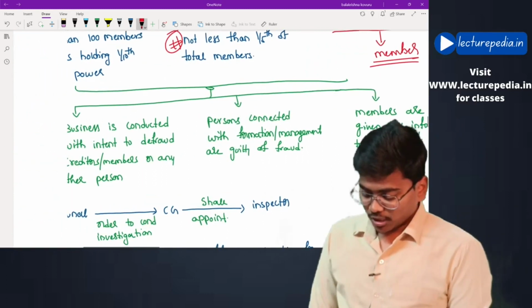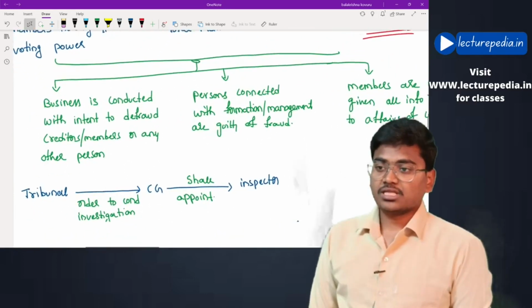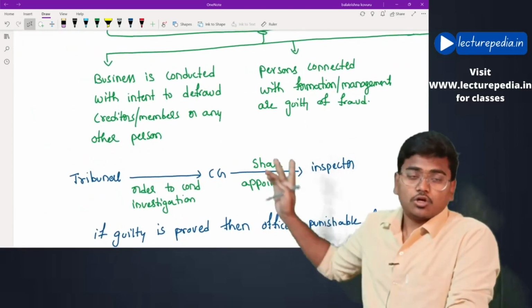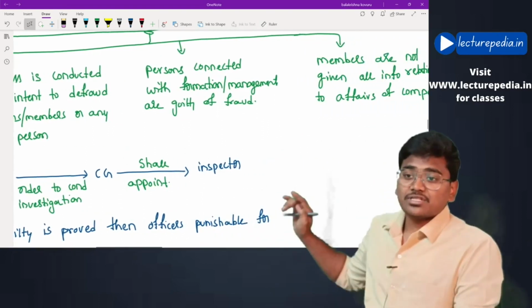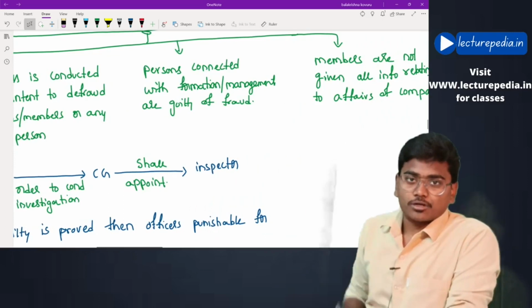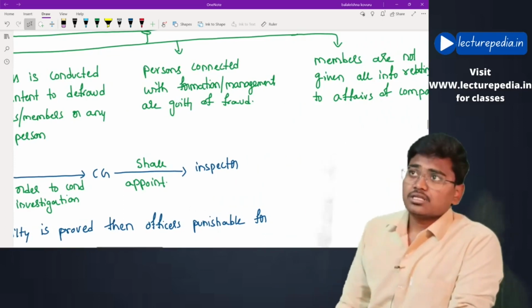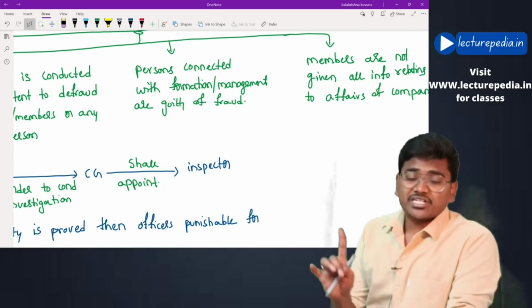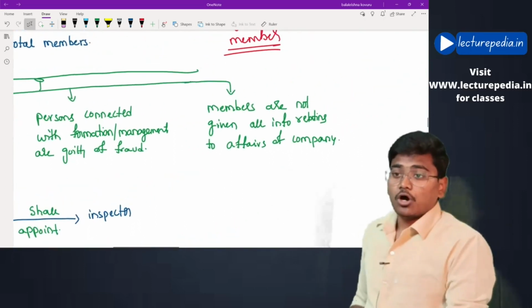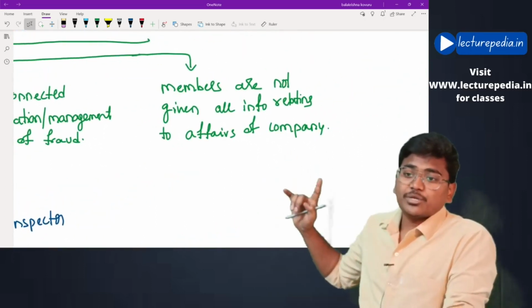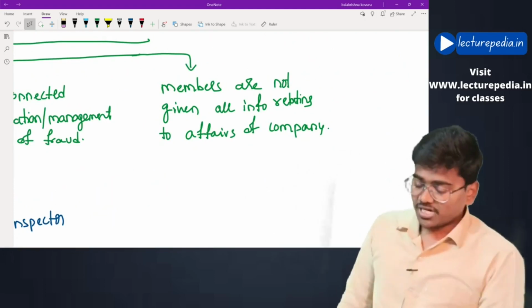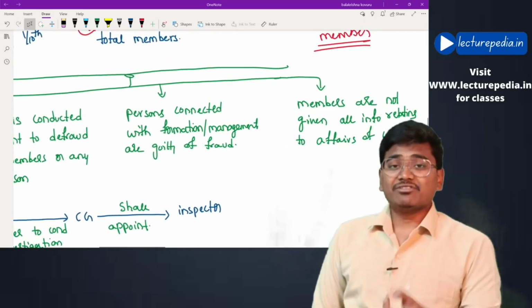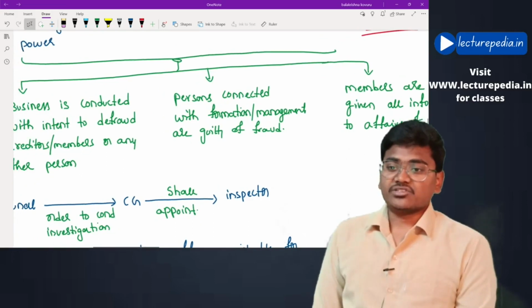Next, what are the grounds for filing the application for investigation? There are 3 grounds. First ground, business is conducted with the intention to defraud creditors, members, or any other person. Second, persons connected with the formation or management of the company, the promoters or the management, are guilty of fraud. In that case also, an application can be filed to the tribunal by any person. Third, members are not given all information relating to affairs of the company. Okay, proper information is not given to the members. On these 3 grounds, an application for investigation into affairs of the company can be filed under section 213.